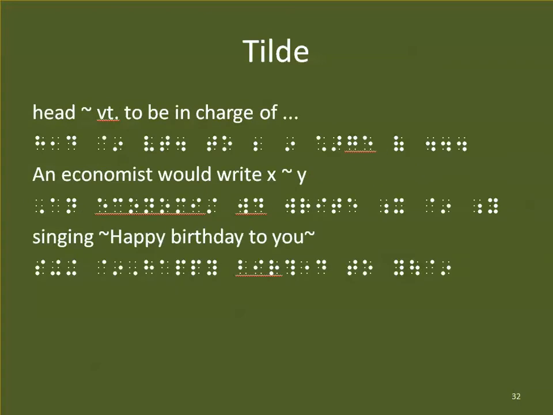So we have head and the tilde, VT, period, to be in charge of, ellipsis. So this might be something from a dictionary, say. So no matter what it means in dictionary speak, it's a tilde to us because that's what's being used in print. So we're just going to Braille the tilde. An economist would write X tilde Y. That tilde means something to an economist. I have no idea what. It doesn't matter what it means. It's a tilde, and so we are just going to Braille it as we see it. Or sometimes in an email, we have tildes meaning sing-song voice, and so that's exactly what we would Braille in our transcription.